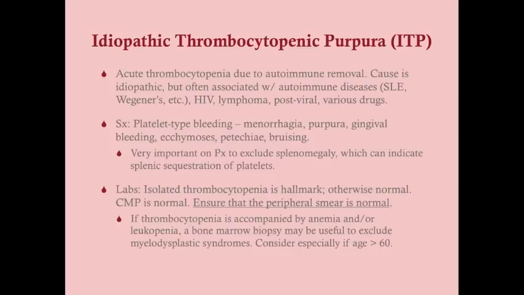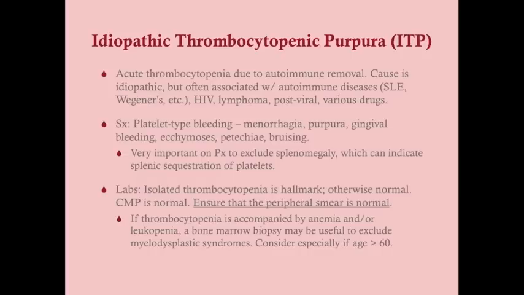So if thrombocytopenia is accompanied by anemia or leukopenia, then you're kind of getting suspicious of possibly a leukemia, because you've got a pancytopenia rather than just an isolated thrombocytopenia. So in those cases, you may want to get a bone marrow biopsy to exclude any of the myelodysplastic syndromes like leukemia. And particularly, you're going to do this in patients older than 60 because CLL and CML and lymphomas are so common.